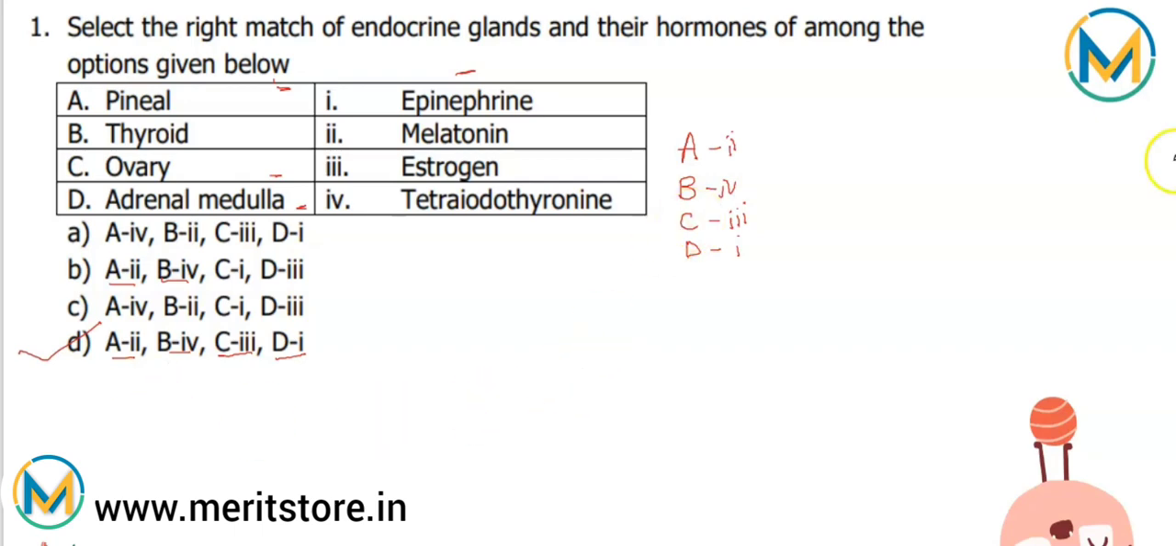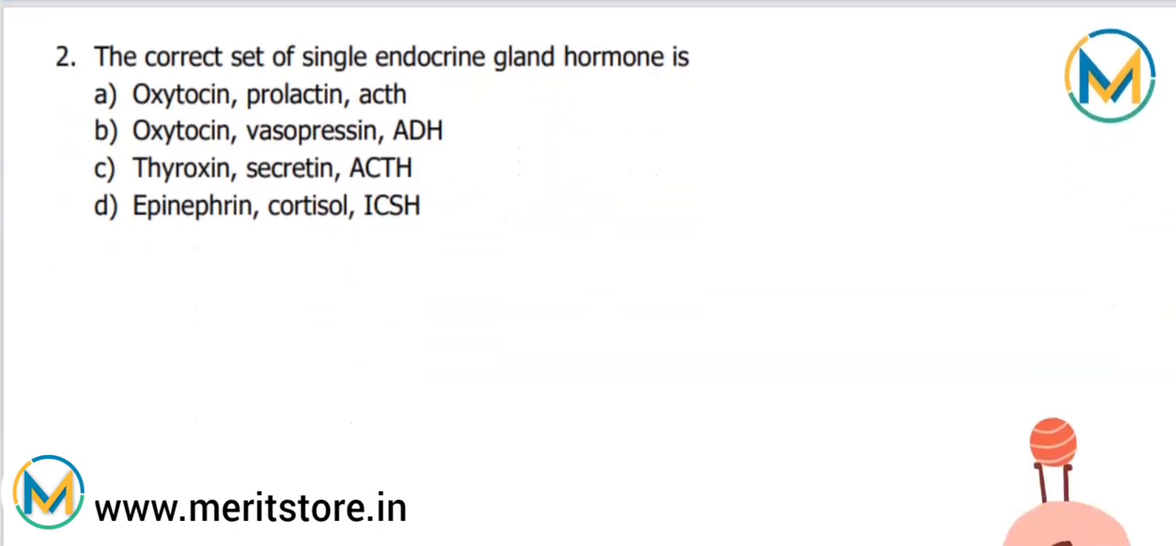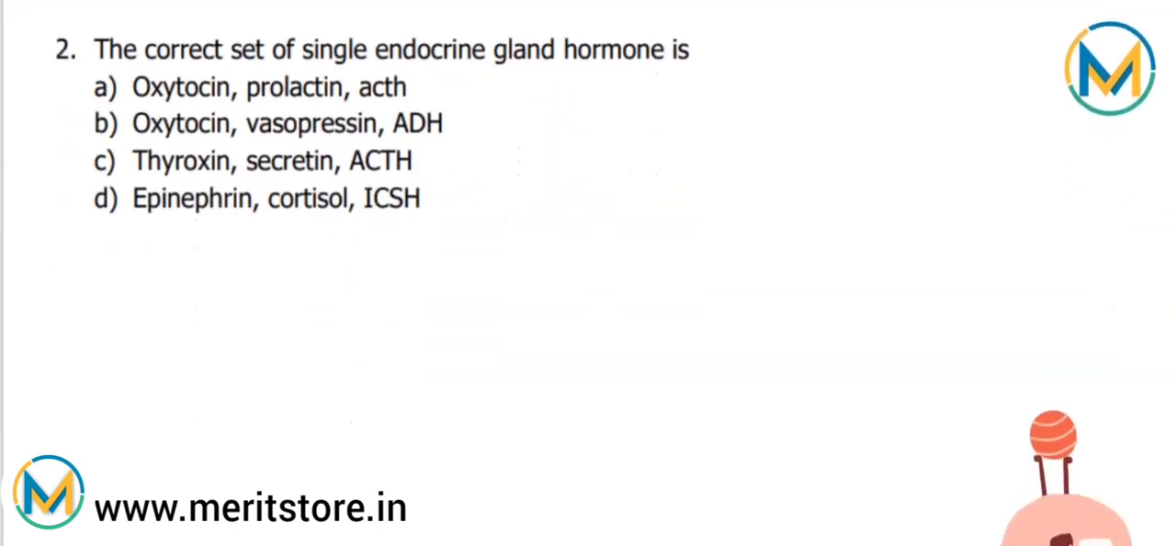Moving towards the next question. The correct set of single endocrine gland hormone is. Now oxytocin and ADH, that is antidiuretic hormone, is secreted from posterior pituitary gland, while vasopressin is another name of ADH. So if we look, oxytocin, vasopressin and ADH, they all are the same. So it's the correct set of single endocrine gland hormone. So the correct answer is option B.